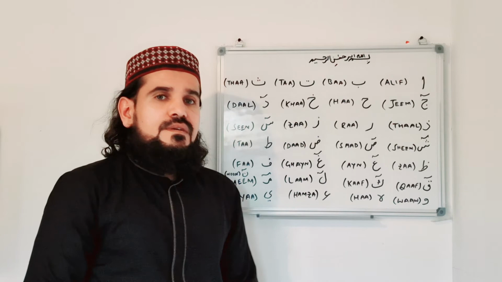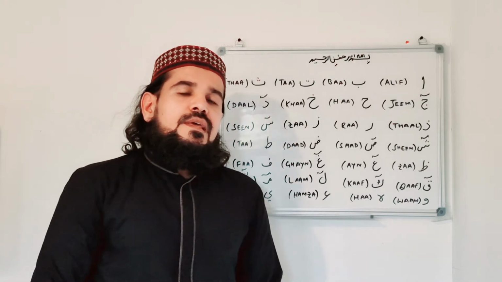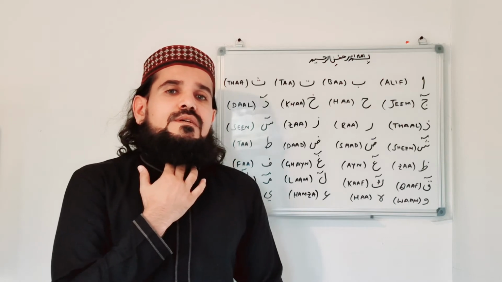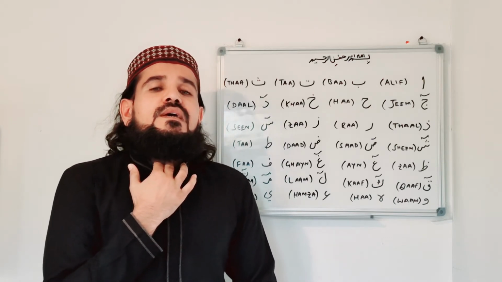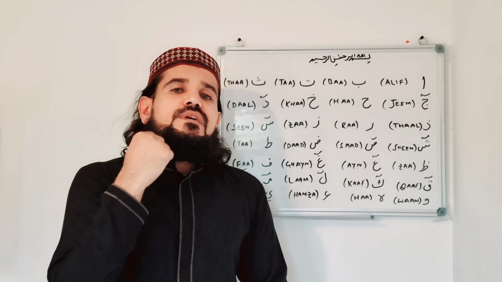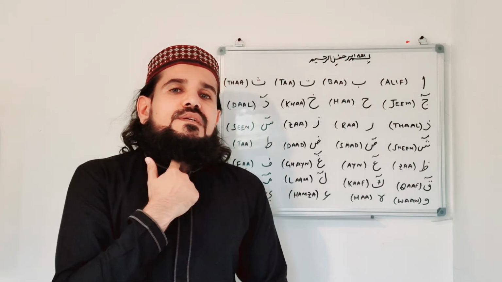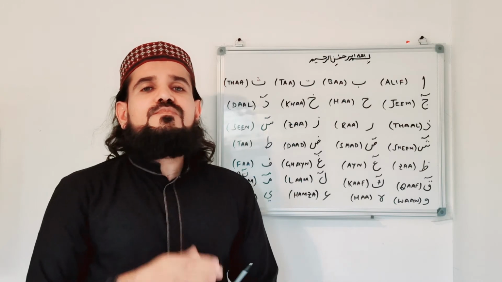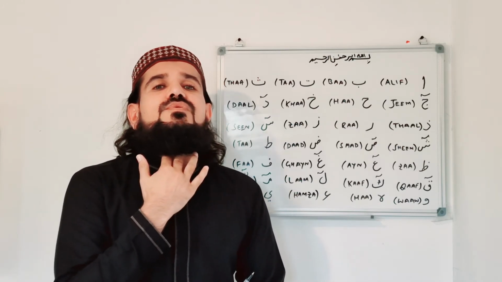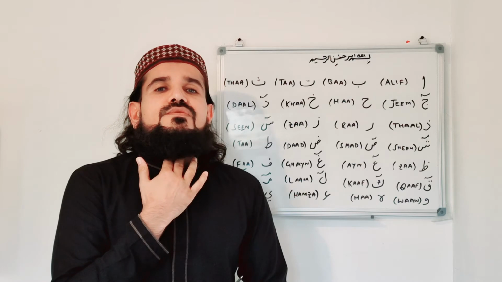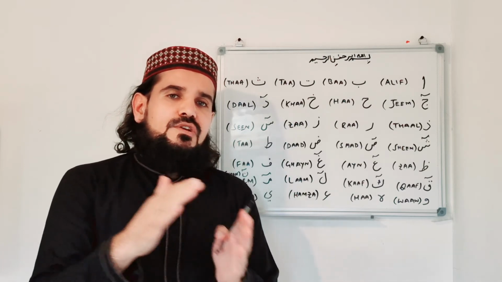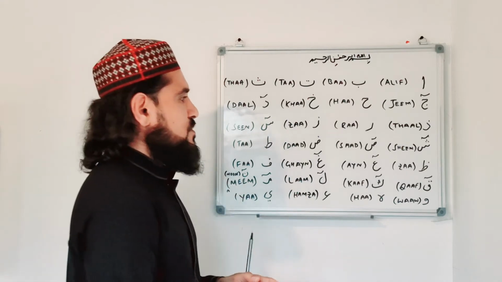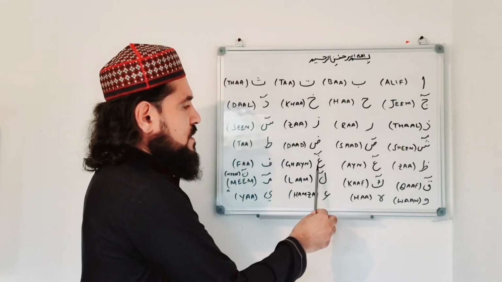Next is a bit tricky, ain. That is from the halqiya letters, which come from your throat, the upper part of your throat, where the root of the tongue is. Ain. That is a bit screechy sound. If you cannot say it properly, just press your throat like this. So ain, a bit longer sound and a bit screechy. You have to say it from the top of your throat.